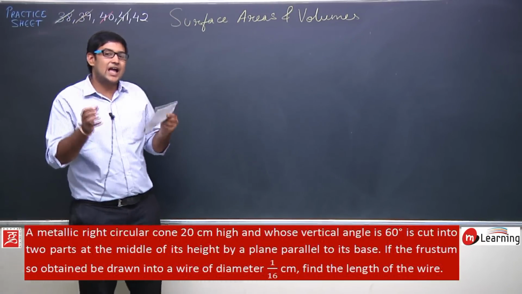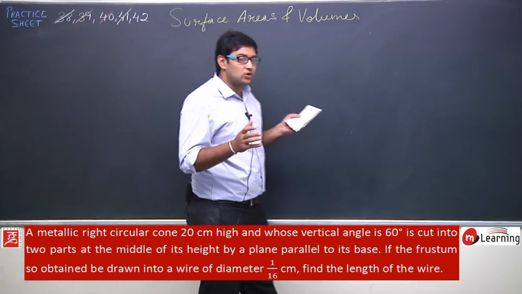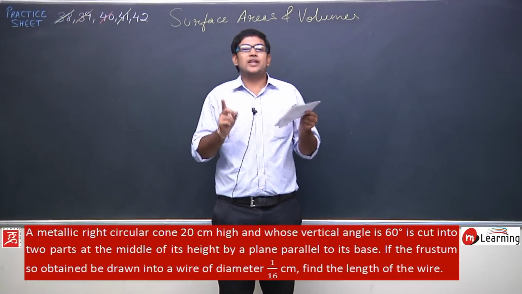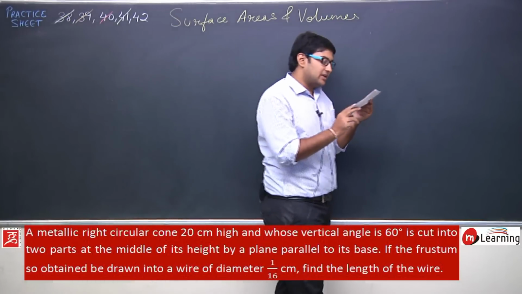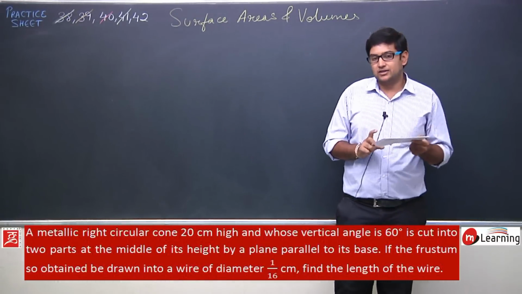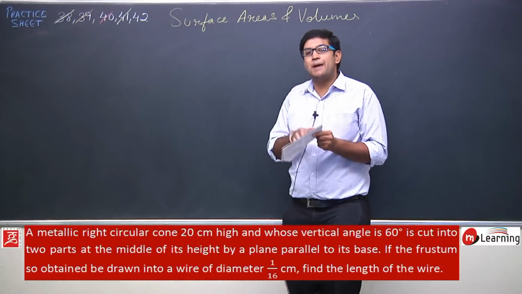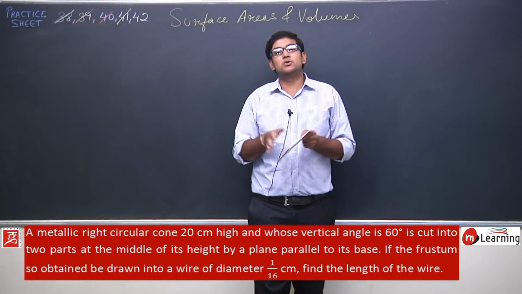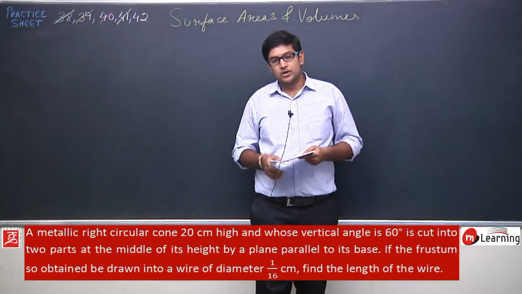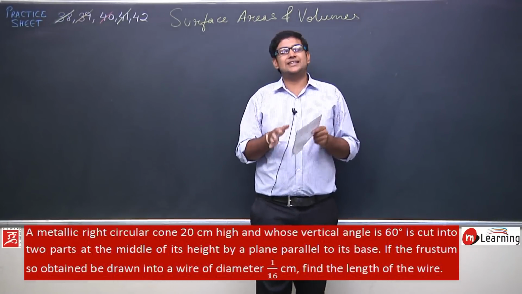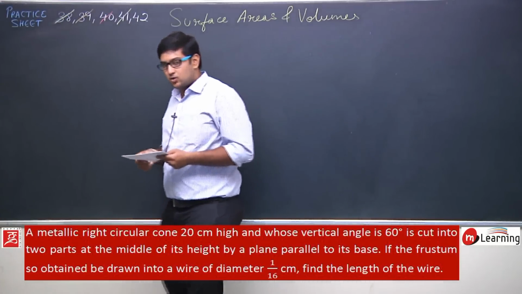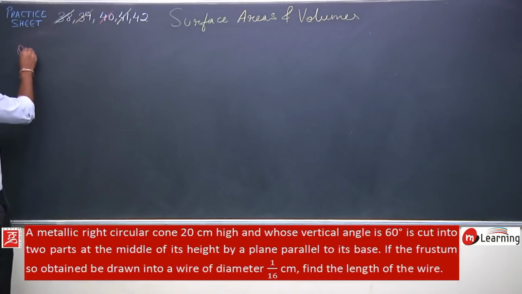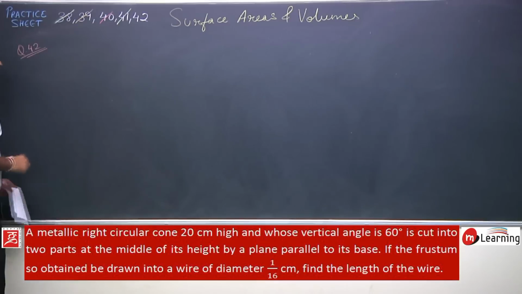What it says is that I have a metallic right circular cone whose height is given as 20 centimeters, which is a normal thing, but the extra information that is given is the vertical angle. The vertical angle means the span of the right circular cone. More vertical angle means more span of a right circular cone, and less vertical angle means less span of a right circular cone. Let us see how in the diagram we can represent the vertical angle.